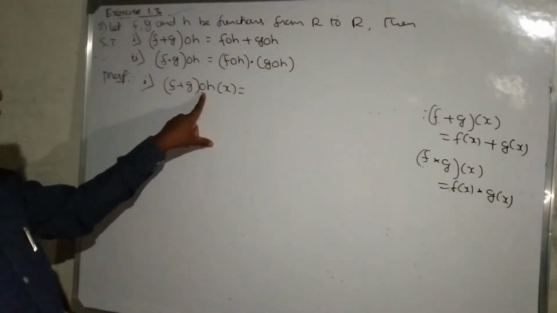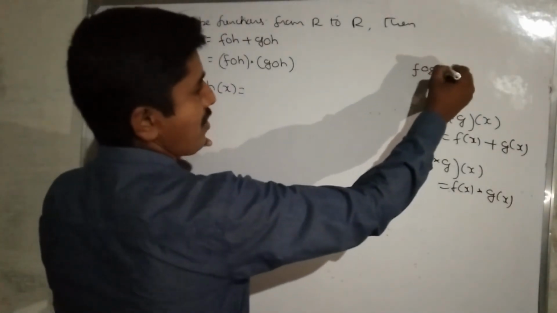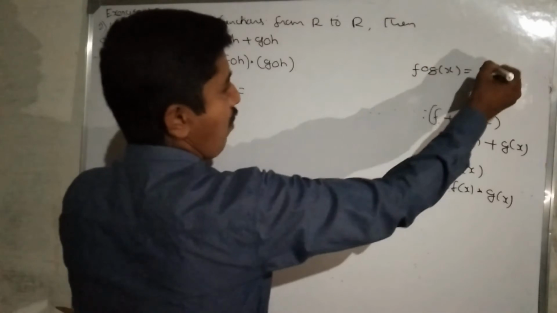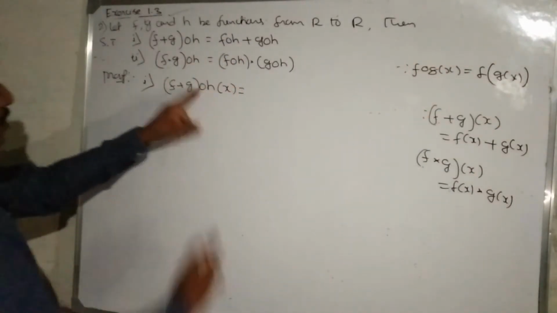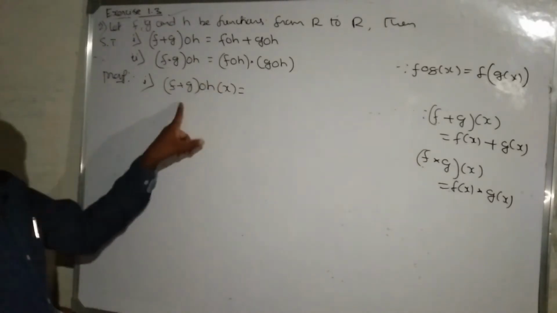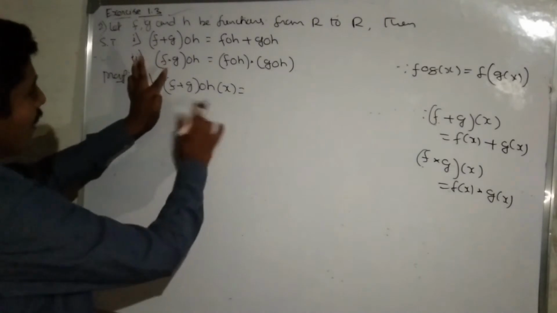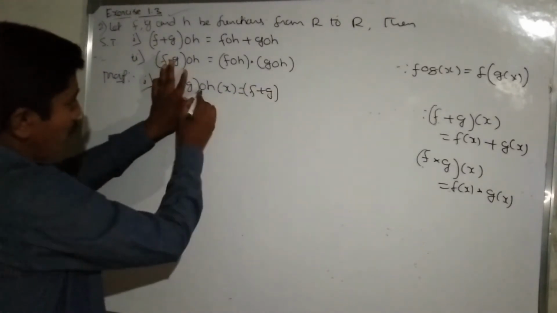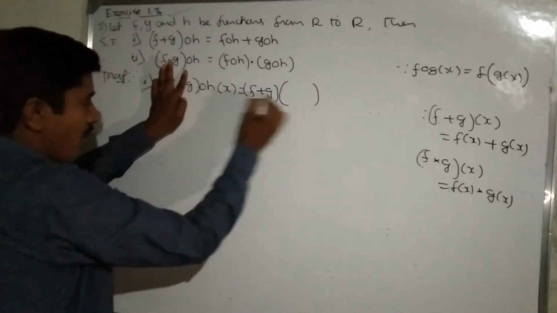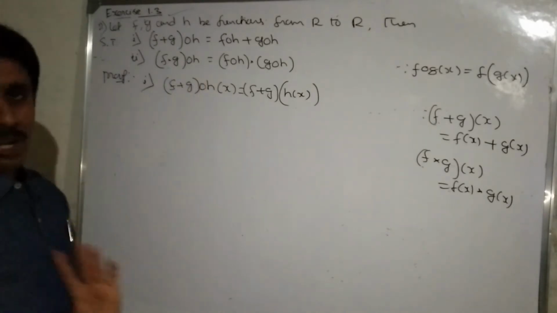And next, we know that a composite function is defined like this. Suppose FoG of x is defined as F of G of x. So here I am taking domain element x because I am defining this. Therefore, let us take domain element x here. This can be defined as (F plus G) of H of x.